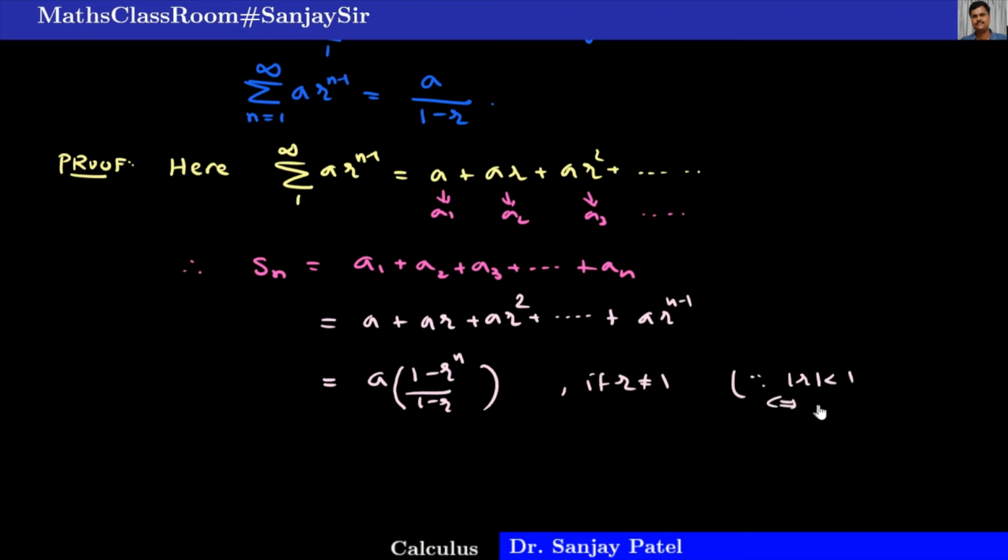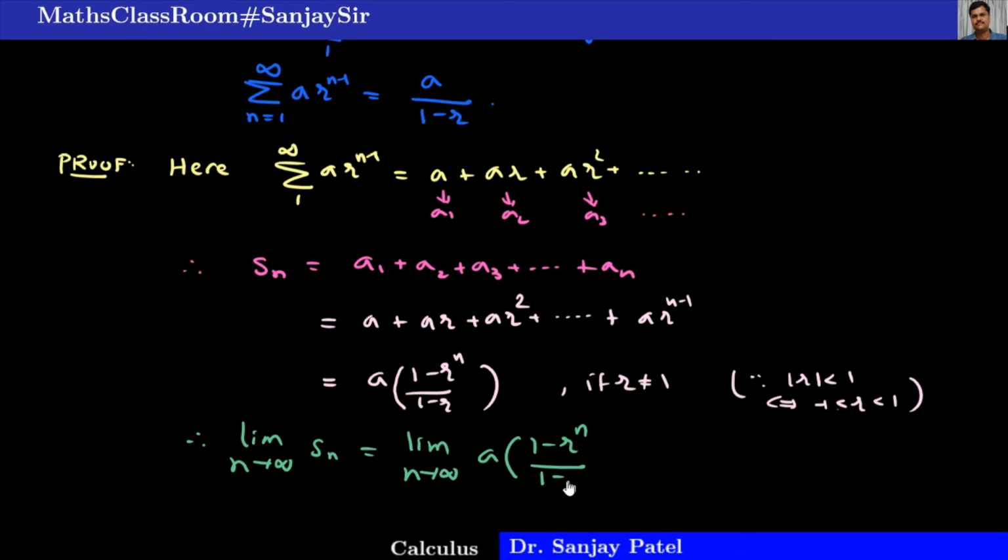That is, minus 1 less than r less than plus 1. Okay. So therefore, if you take the limit of Sn as n tends to infinity, you will get the limit as n tends to infinity of this term, that is a into 1 minus r raised to n upon 1 minus r.